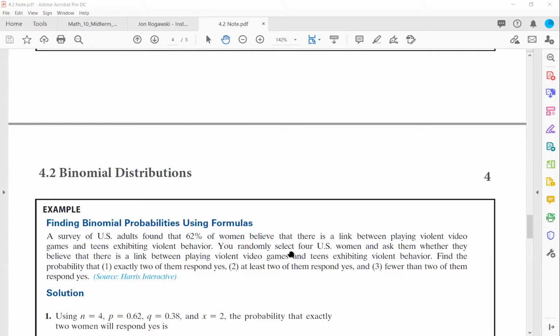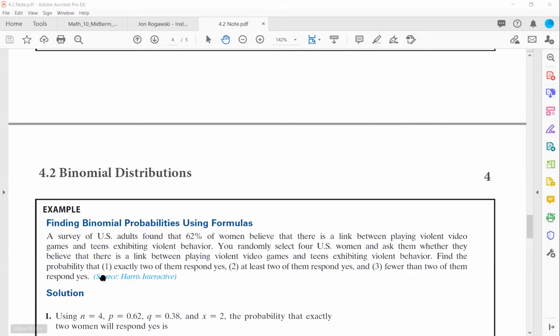You randomly select four US women. So what is this for? X. What is this for? N. This is number 4, N. Excellent. Yes, perfect. Thank you, everyone. This is N. N is 4. The number of fixed trials, or N, is equal to 4.